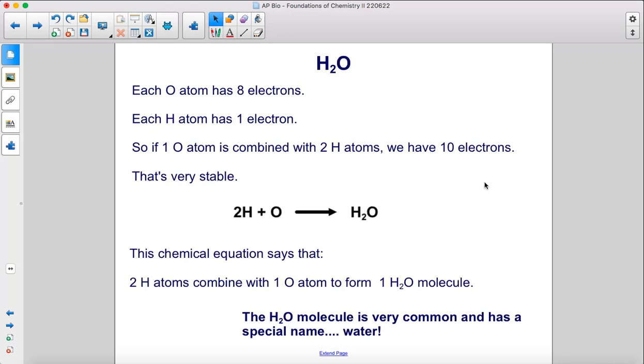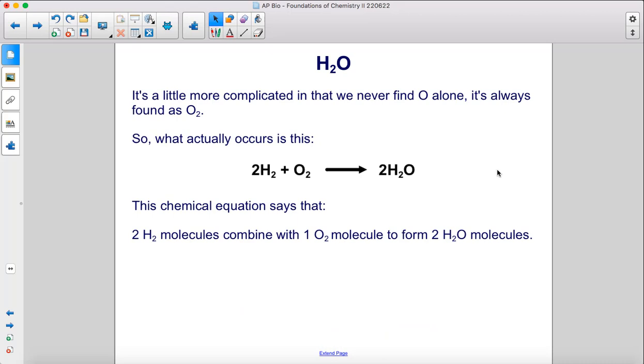Each oxygen atom has 8 electrons. Each hydrogen atom has 1 electron. So if one oxygen atom is combined with 2 hydrogen atoms, we have 10 electrons. That's very stable. This chemical equation says that 2 hydrogen atoms combine with 1 oxygen atom to form one H2O molecule. The H2O molecule is very common and has a special name, water.